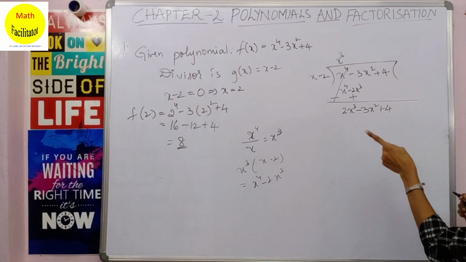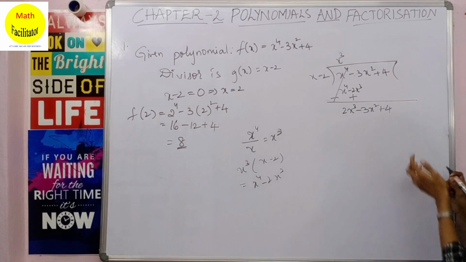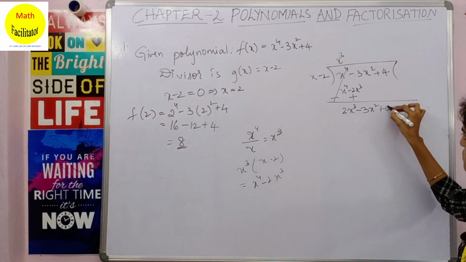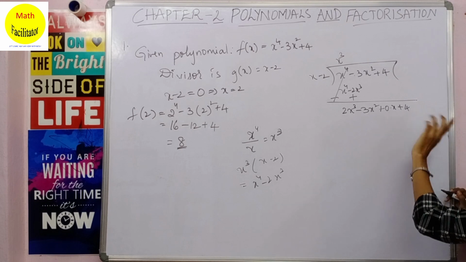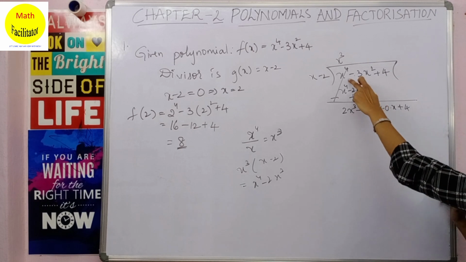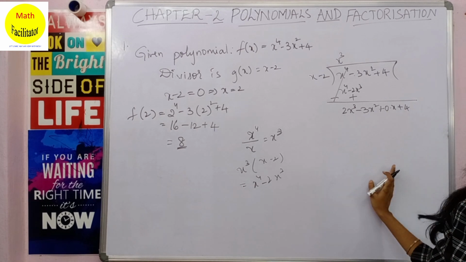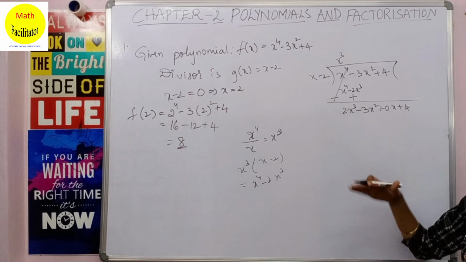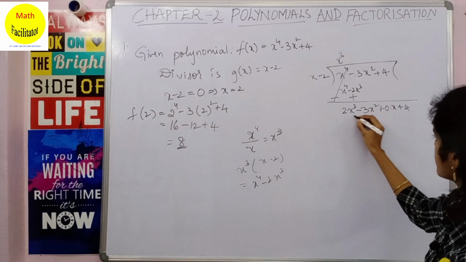And again remember you have x cube, x square, you don't have an x term, so the x term will be 0 into x. Since you don't have anything, you will write 0 into x. Clear? Plus 4. The same step here also you can write, otherwise you can avoid it if you are clear with the division. Otherwise if you have any confusion, then you should definitely write it. Clear?